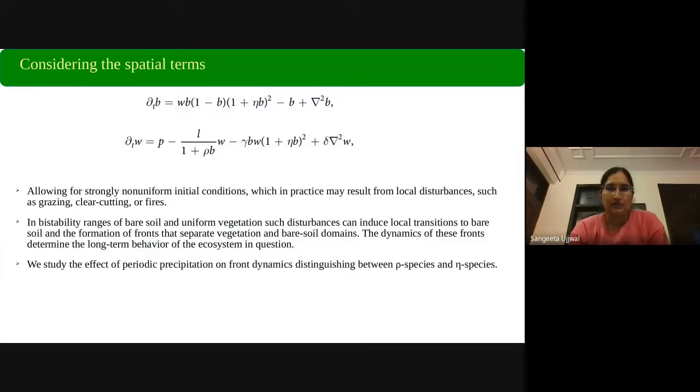So now we can also consider how this external forcing, or these exogenous factors, influence the spatial patterns. Up till now we have not considered the spatial terms, but now if we consider them, and want to see how the dynamics of the spatial pattern changes with this external periodic forcing in the precipitation, then we have these equations. Considering these spatial terms allows for non-uniform instabilities, and it can lead to pattern formation.